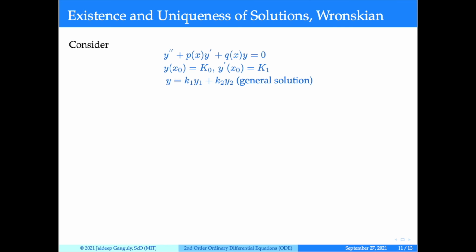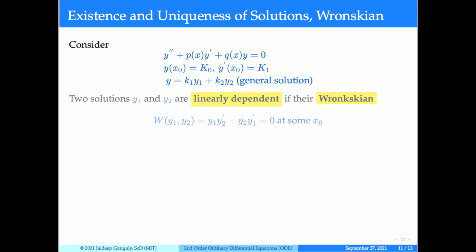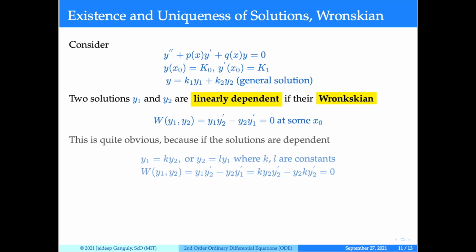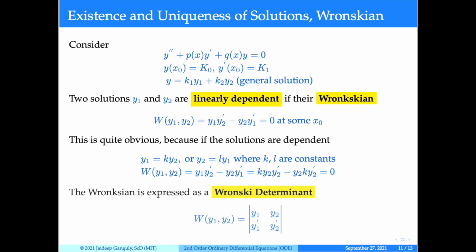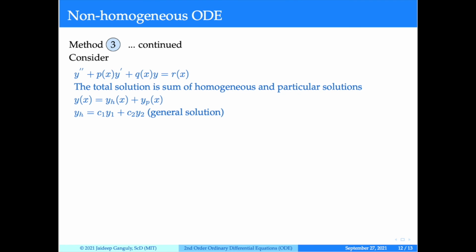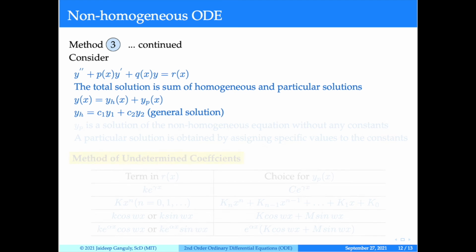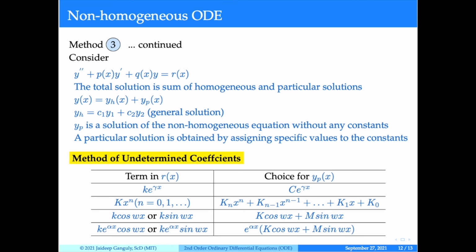We now establish the uniqueness of solutions in terms of the Wronskian, or the Wronski determinant. We have seen techniques for finding solutions to the homogeneous equation. The table here lists choices of functions for finding particular solutions.